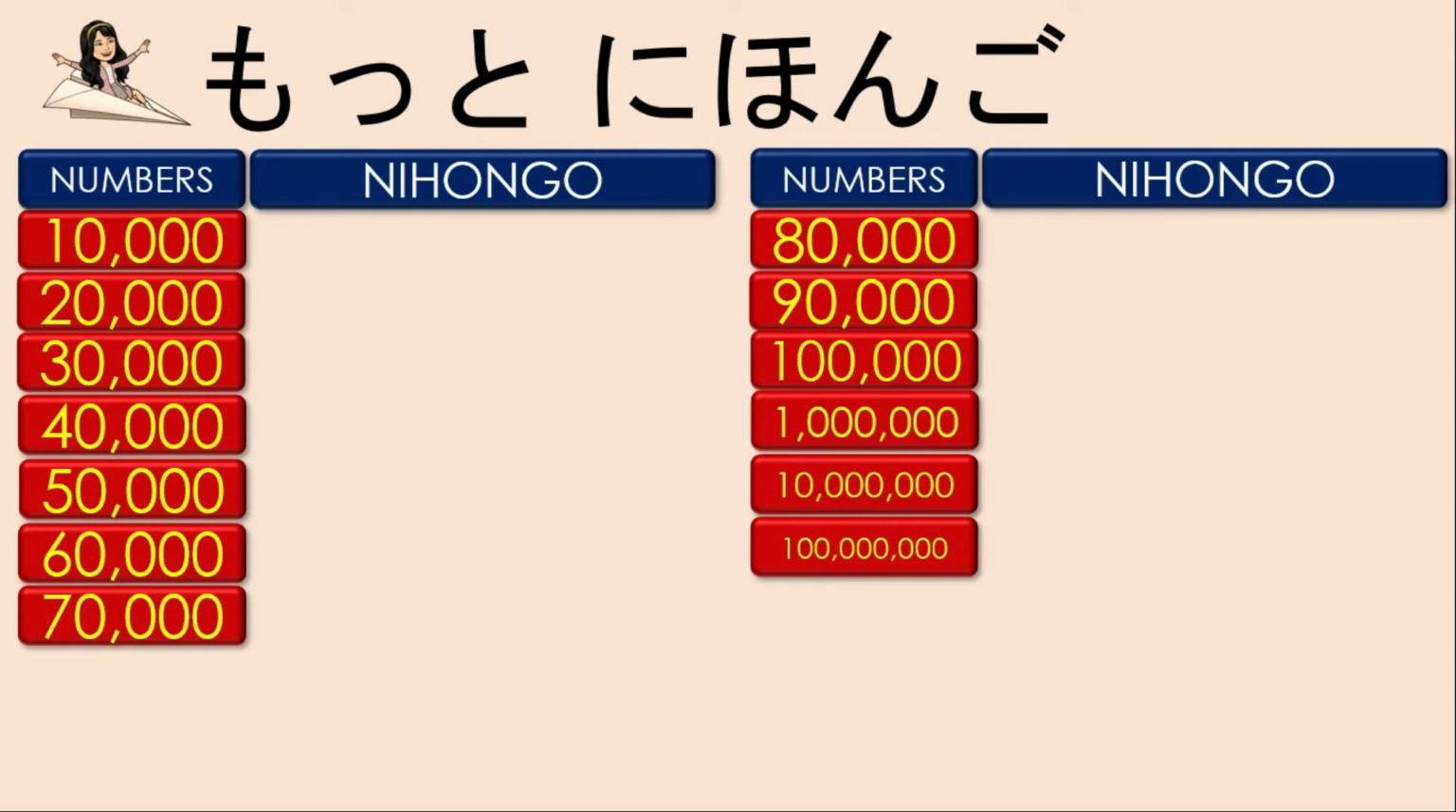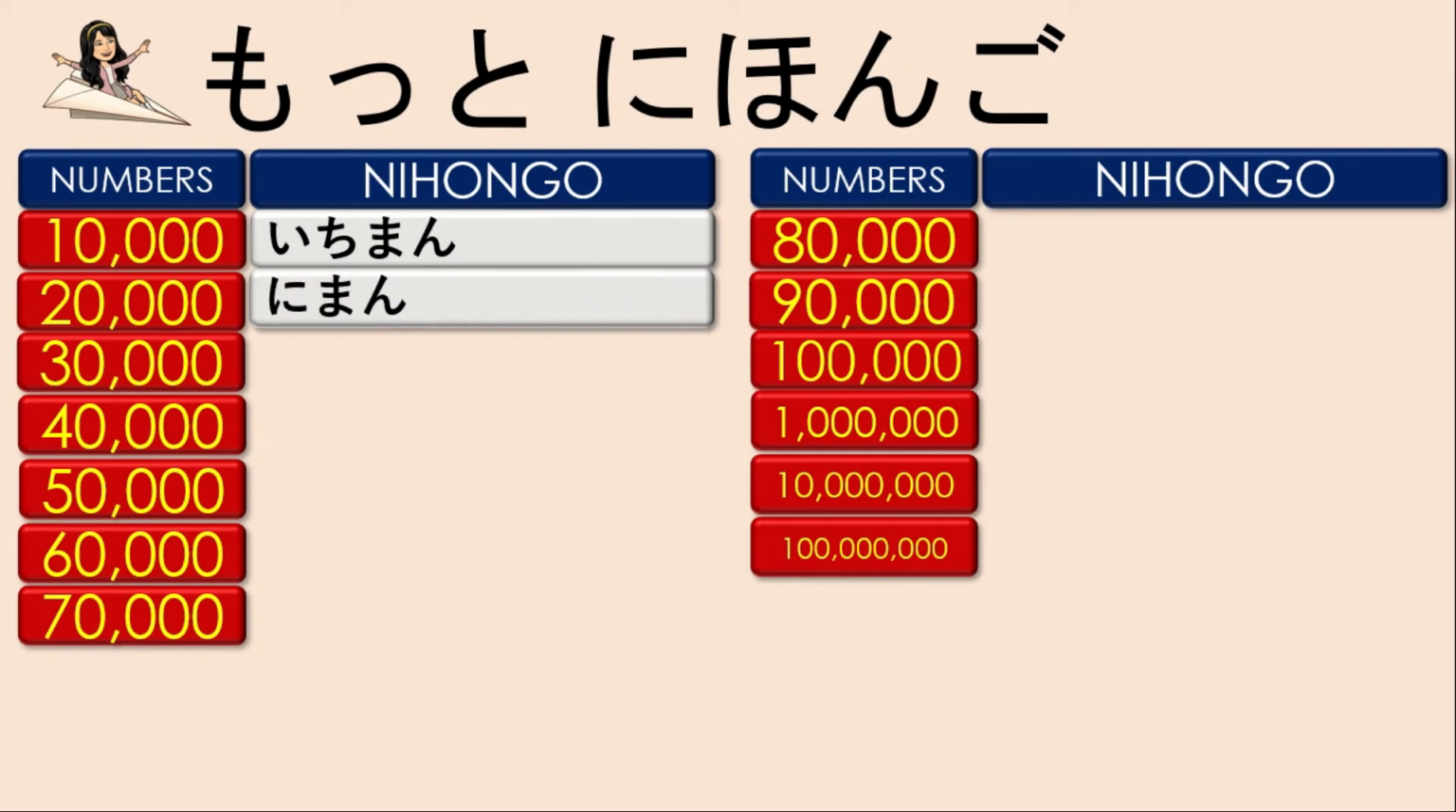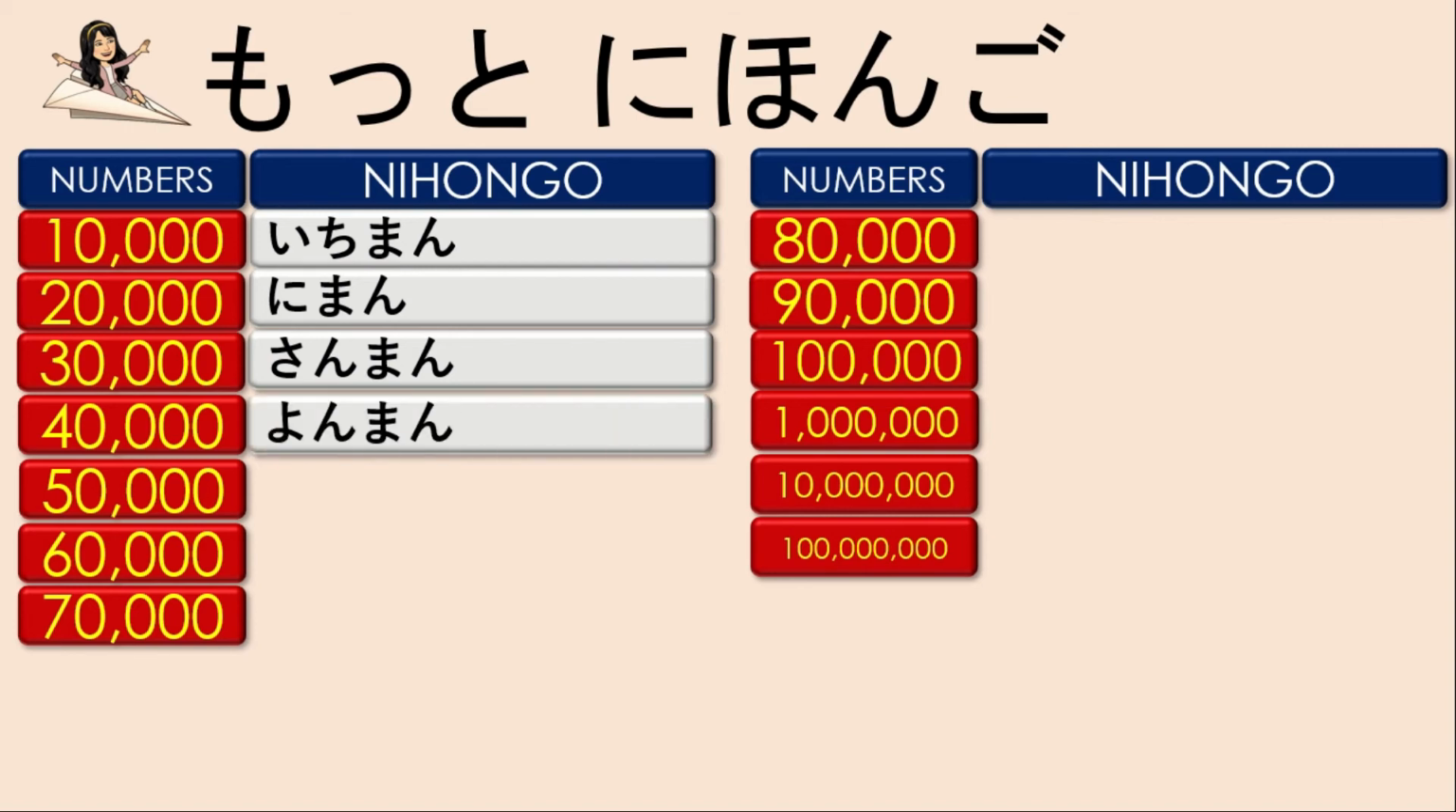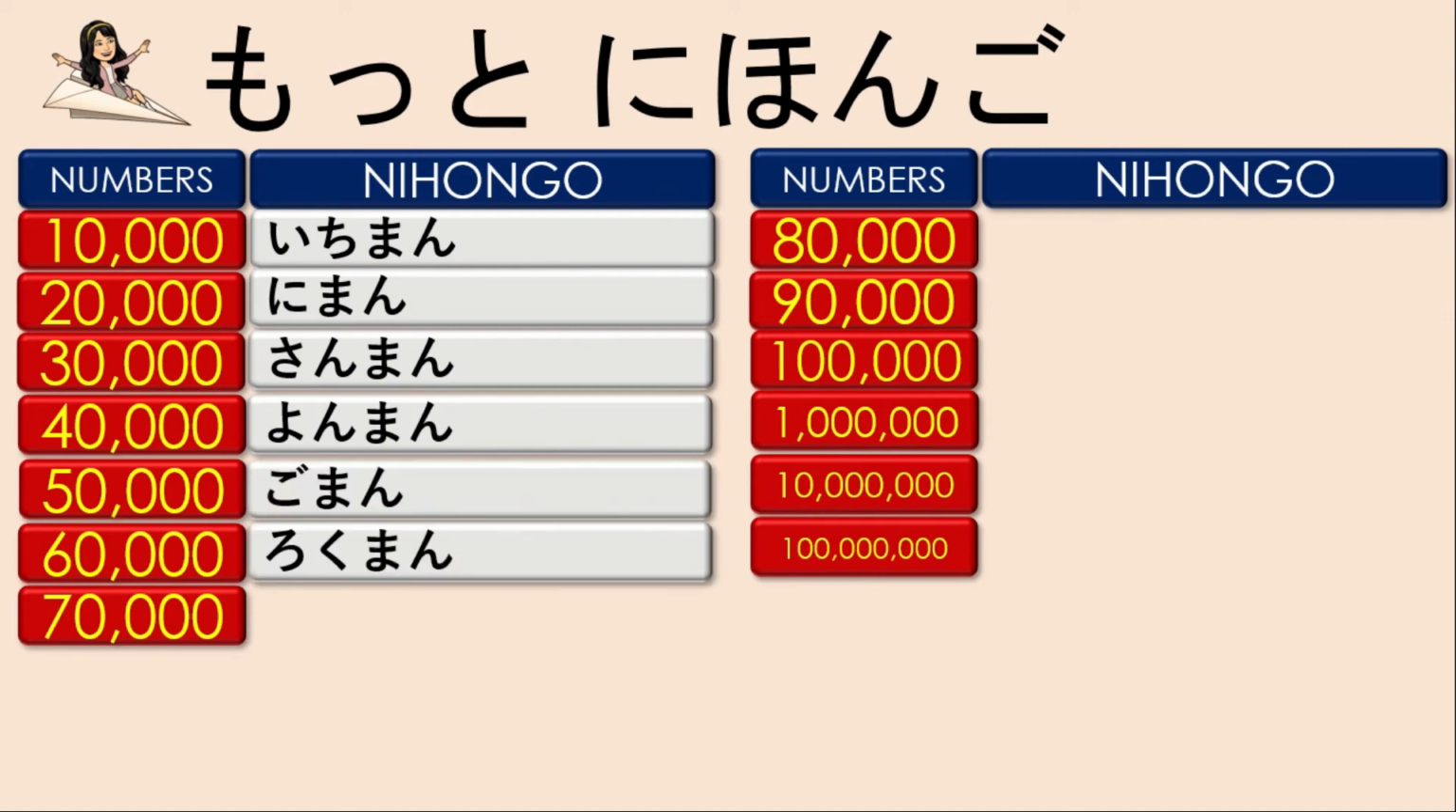When we say 10,000 in Nihongo, that's ichiman. 20,000 is niman. 30,000, sanman. 40,000, yonman. 50,000 is goman. Rokuman for 60,000 and nanaman for 70,000.